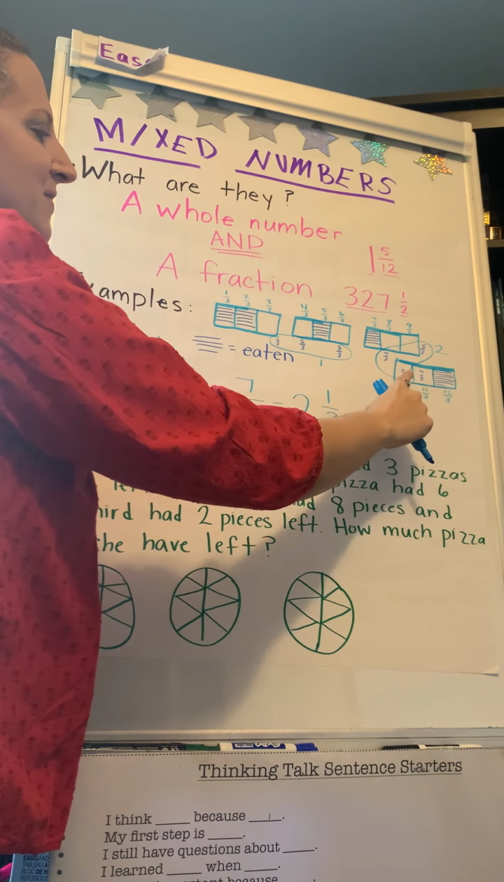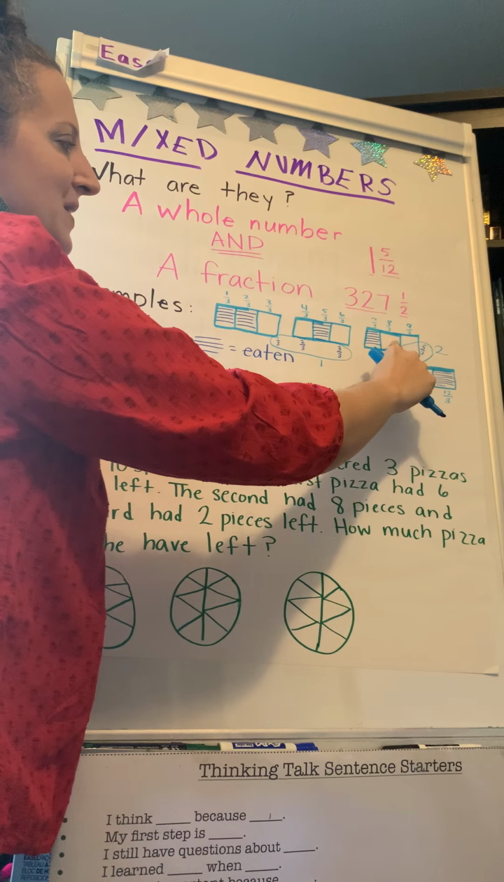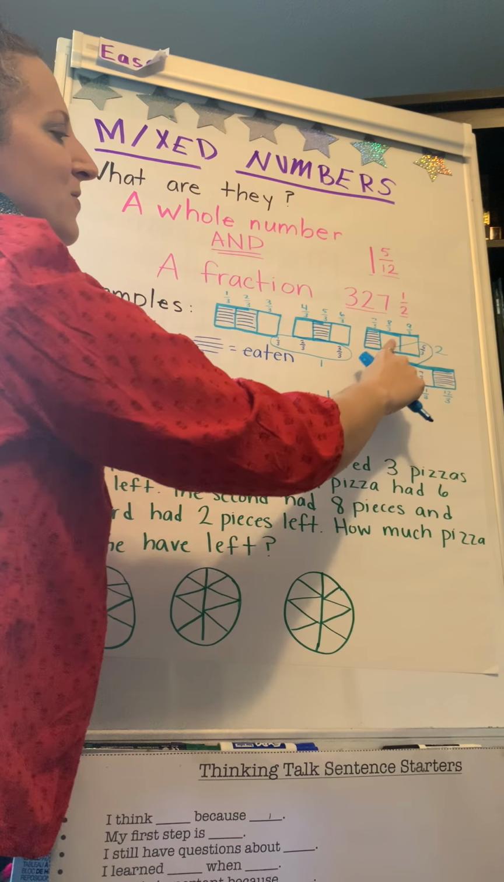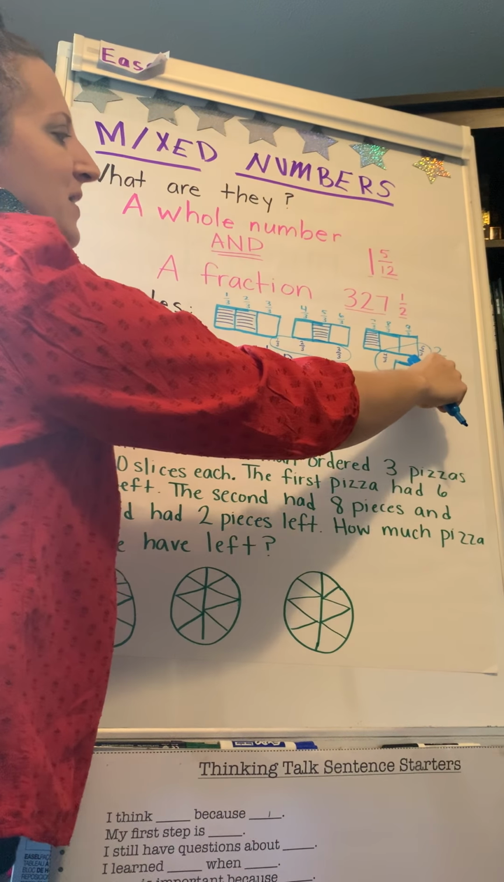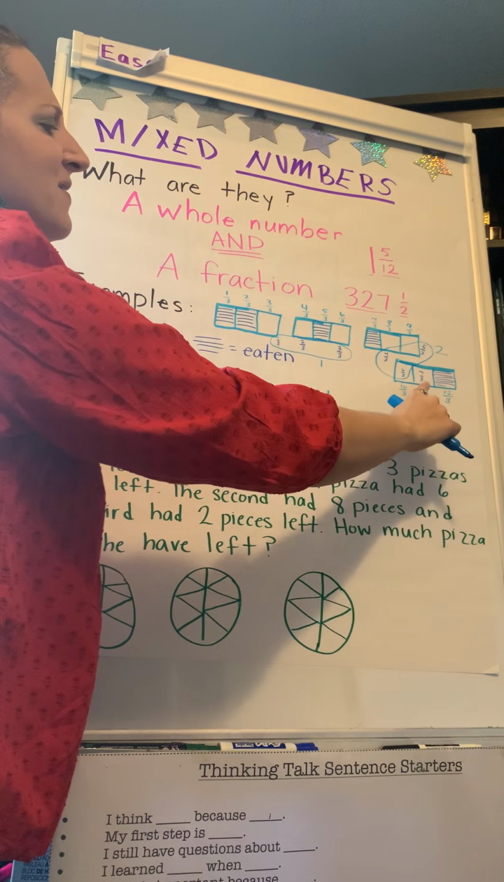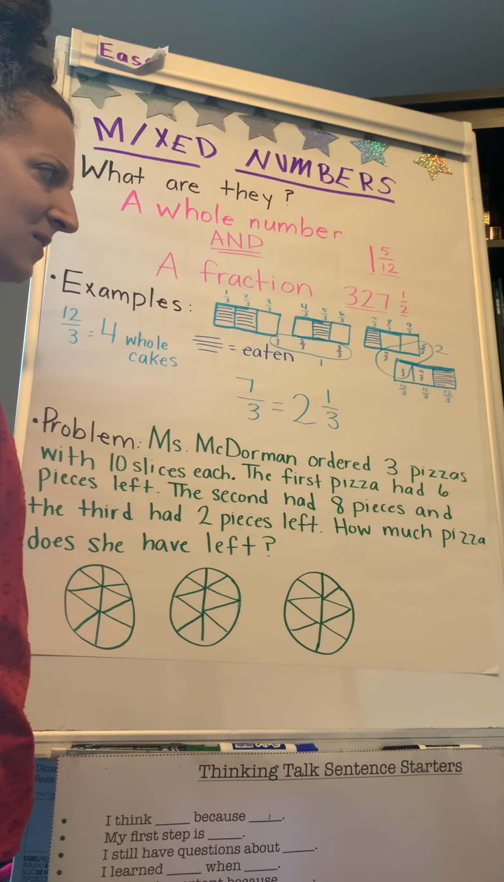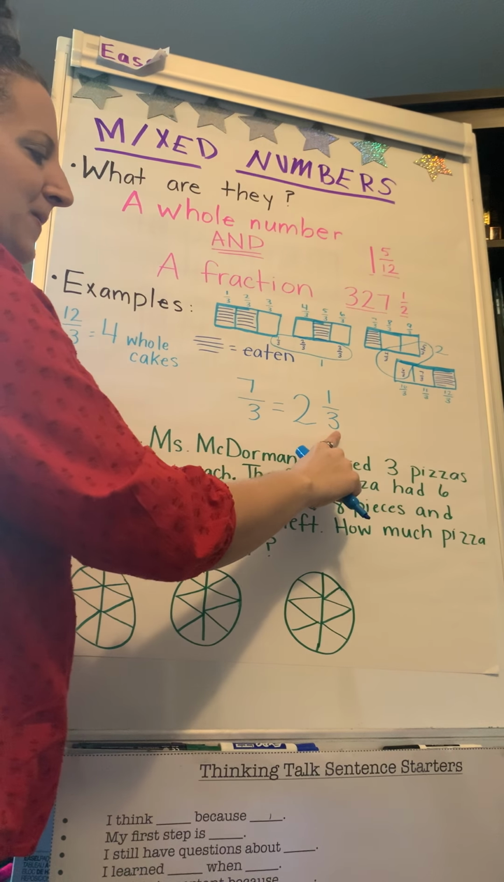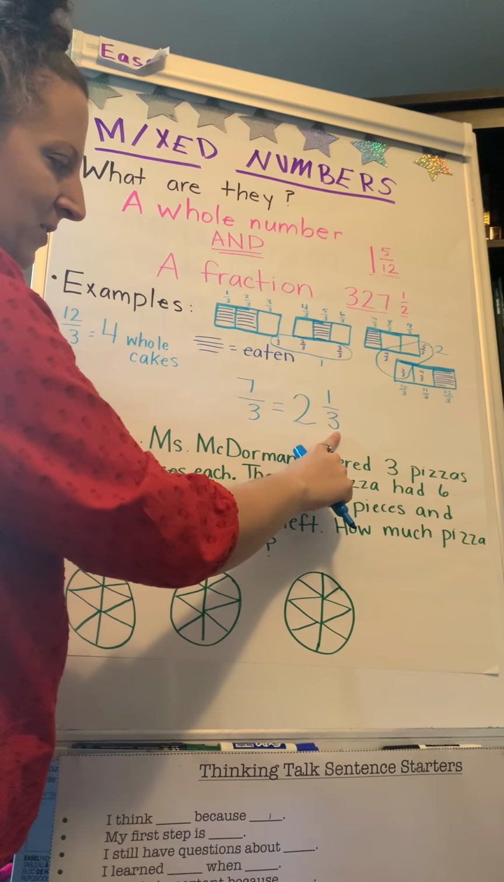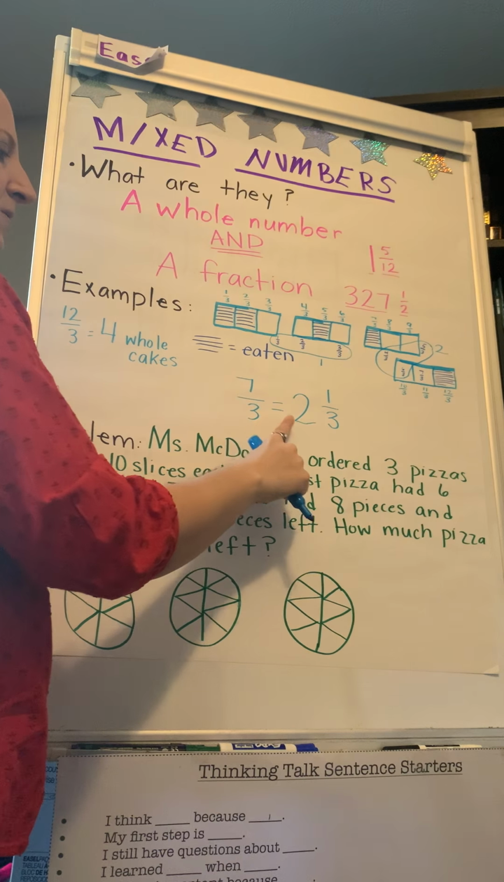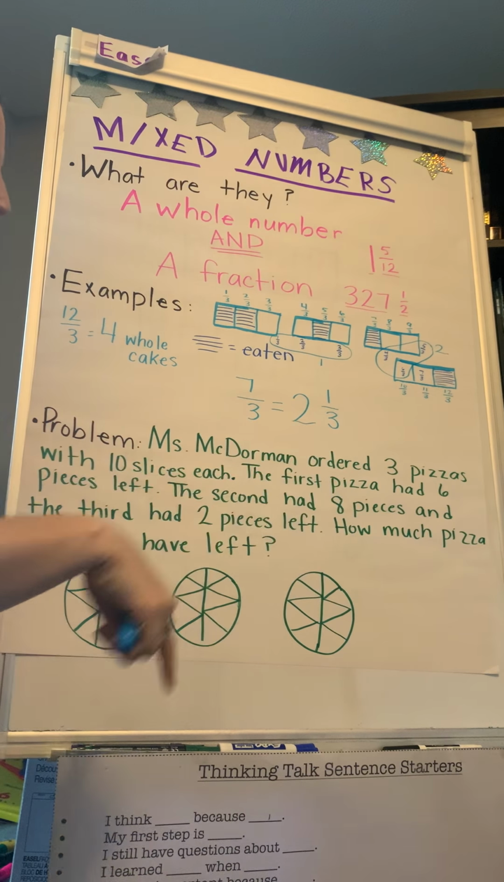4/3, 5/3, and 6/3 were 3 pieces, so they made up another whole cake for 2 whole cakes, and then 7/3 was our 1/3 that was left over, and it made up the last 1/3. So 7/3 equals 2 wholes with 1/3 left over.